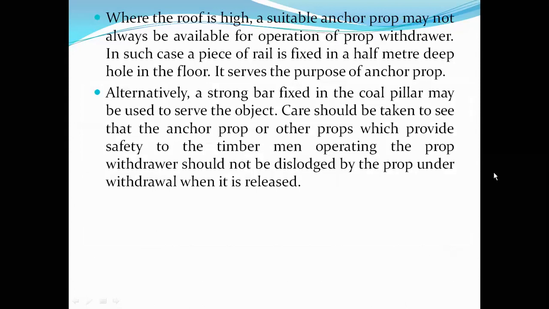So where the roof is high and a suitable anchor prop may not always be available for the operation of the prop withdrawer, a piece of rail is fixed half a meter deep into a hole in the floor. We need to make some kind of temporary arrangement: a hole is drilled, and a solid rail is placed in it, which acts as support on the safer side, a replacement of the anchor prop. Alternatively, a strong bar fixed in the coal pillar may be used to serve the object.